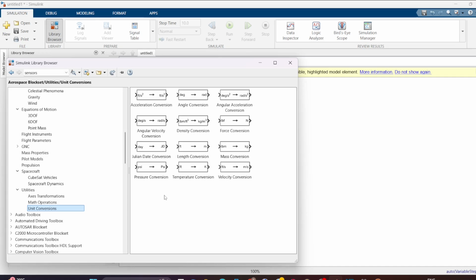So this was a complete overview of Aerospace Blockset in Simulink. In the next video, I will show how to build a complete aircraft model using these blocks step by step.